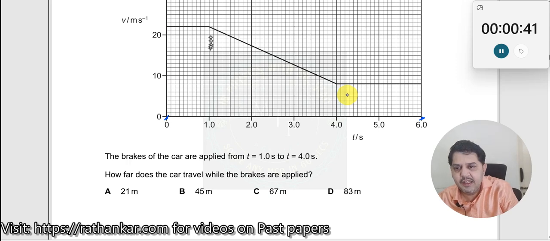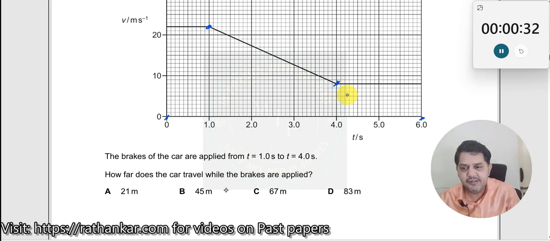From t equal to 1 second to t equal to 4 seconds, the brake is applied. That's why the velocity is now reducing over here. How far does the car travel while the brakes are applied? When you say how far, what is it you need to determine? Look at the units here. It's meters, right? You need to find out the displacement.